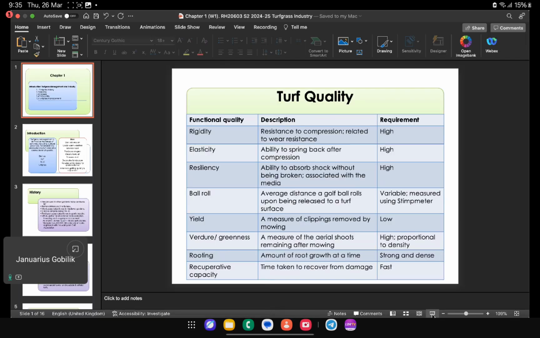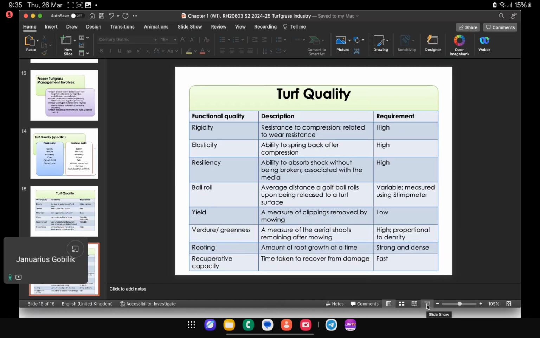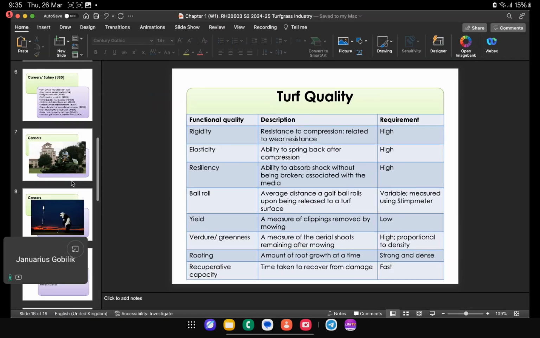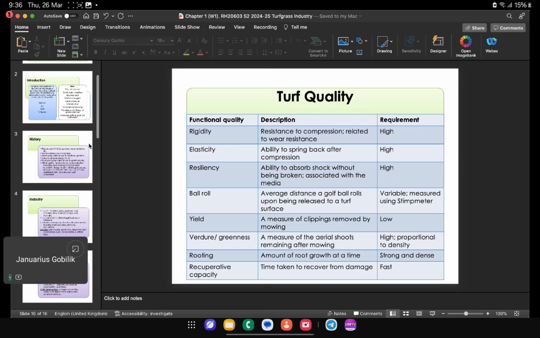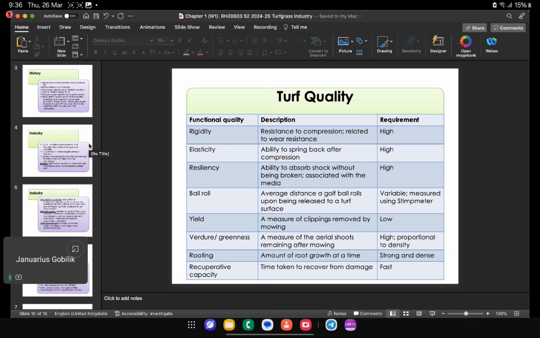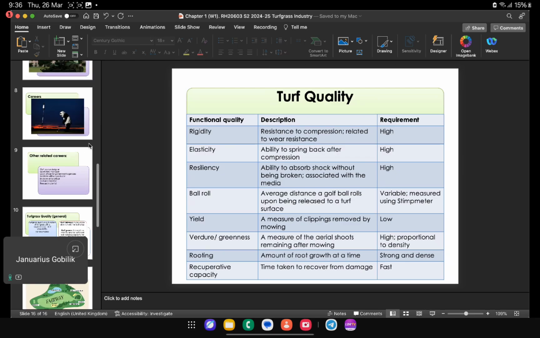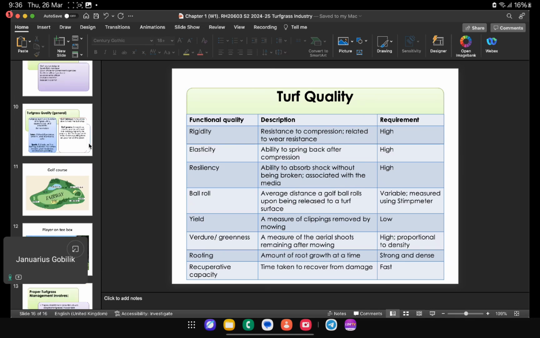Okay, so that's all about turf grass management and the industry in general. I do believe that you have a good general overview of what turf grass management is and what qualities are expected for the turf grass when you are managing a turf grass field in real setups.